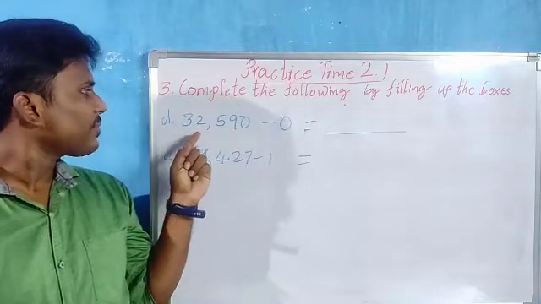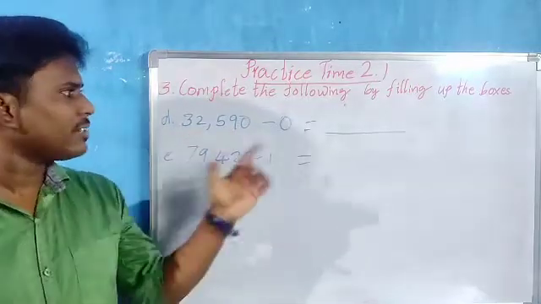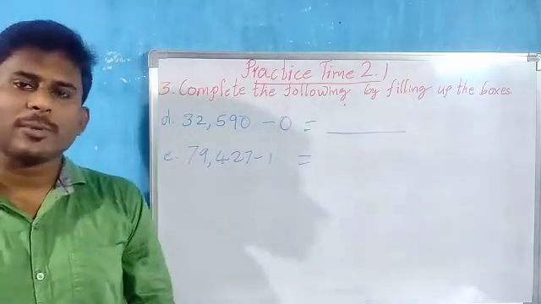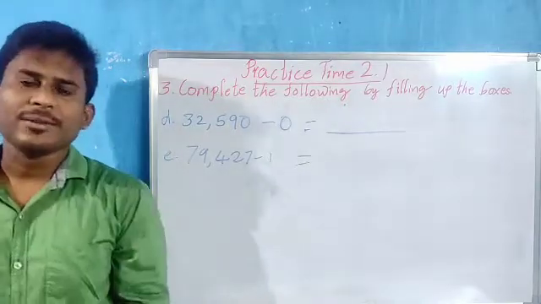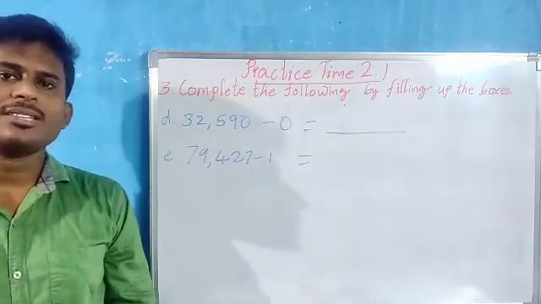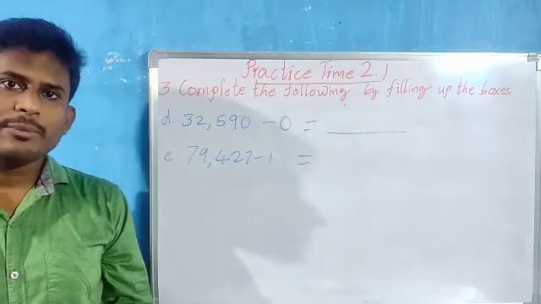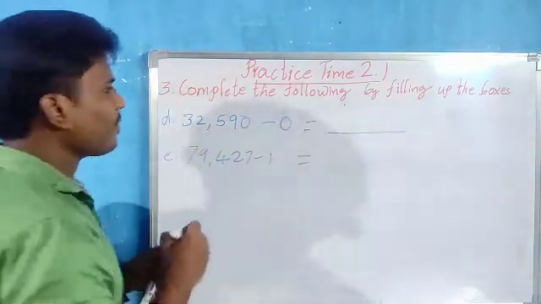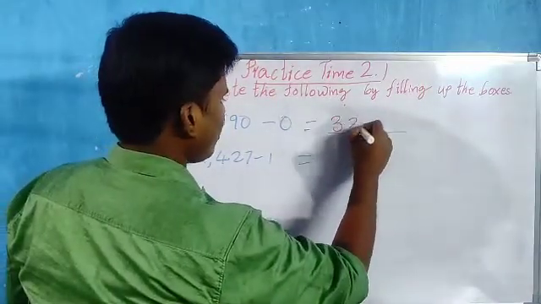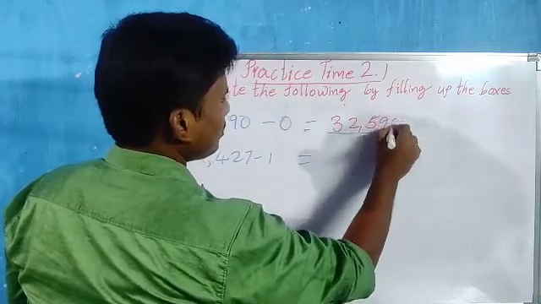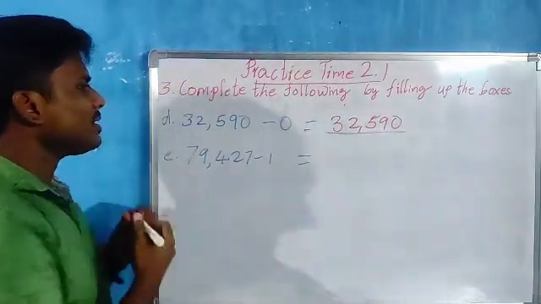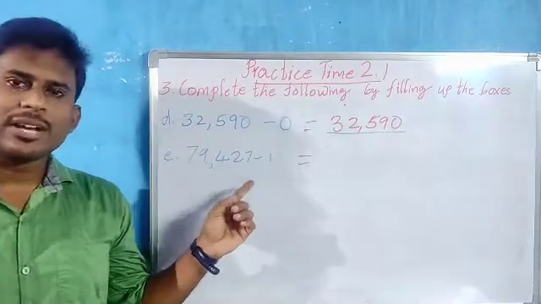Okay, children. So questions D and E, children, are based on the properties of subtraction only. So see, children, 32,590 minus 0 gives what? As per a property of subtraction, when 0 is subtracted from a number, the difference is the number itself, children. So what is the number? 32,590.